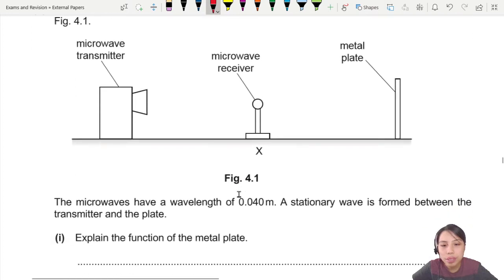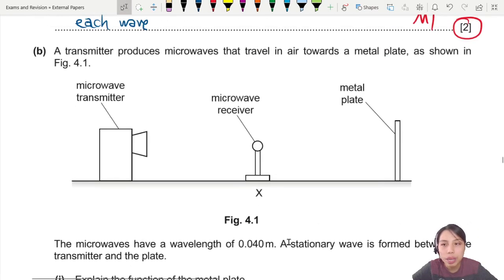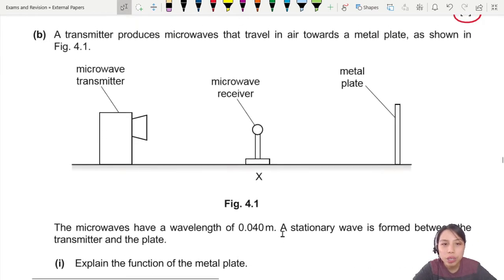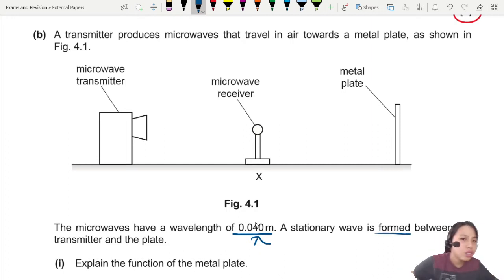Let's look at this now. This is superposition, right? Stationary wave, here we go. A transmitter produces microwave that travel in air towards a metal plate. The microwave have a wavelength of 0.04. That is our lambda. A stationary wave is formed between the plate and transmitter. You know why there's a stationary wave or not?